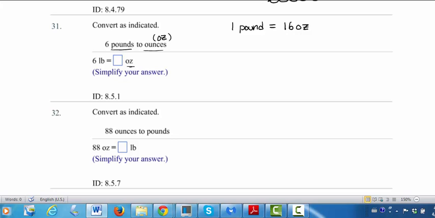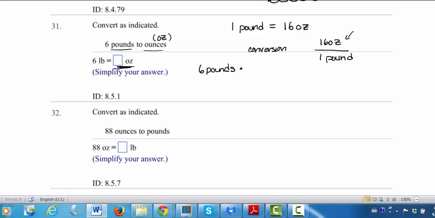So again, I have to think of what my conversion factor is. Whatever is in the numerator is the units that I want to go to. So I'm going to ounces, so I put 16 ounces over 1 pound. This is always what I want to convert to. So I take the number I'm going to convert, which is 6 pounds, and I multiply it by this conversion factor.